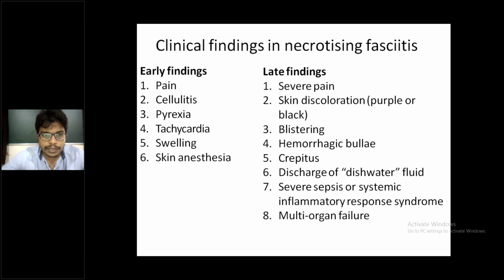Clinical findings in necrotizing fasciitis: early findings and late findings. Early findings are pain and cellulitis, what we have studied until now. Pyrexia means fever. Tachycardia means increased heart rate. Swelling will be present, and skin anesthesia will be present. Late findings are severe pain, skin discoloration, blistering, hemorrhagic crepitus, and discharge of dishwater fluid, and severe sepsis or systemic inflammatory response syndrome, and multi-organ failure. Multi-organ failure is nothing but involvement of two or more organs.